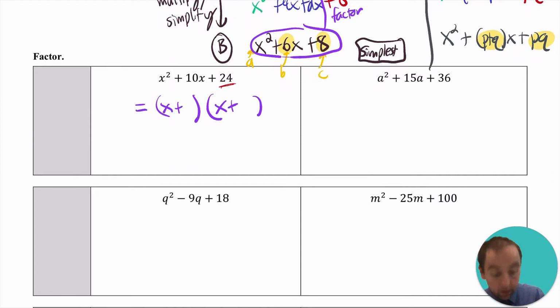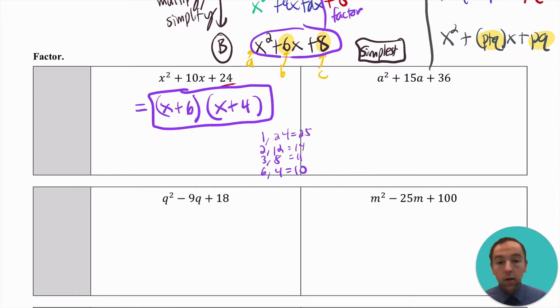So we can limit our choices to these numbers: 1 and 24, 2 and 12, 3 and 8, and 6 and 4, because those are the only integers that multiply to equal 24. If we add them together, here we get 25, here we get 14, here we get 11, and here we get 10. And what we want to add to is 10, right? So the only choice that's going to work is to use x plus 6 and x plus 4. This is a factored expression, and it is equal to this expression right here, because if you think about foiling out that expression, it will simplify to x squared plus 10x plus 24.